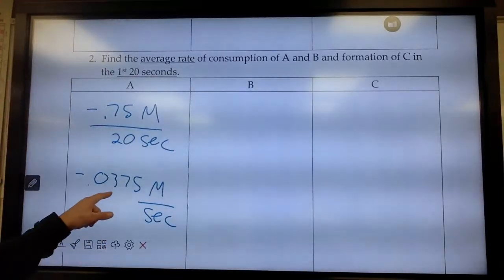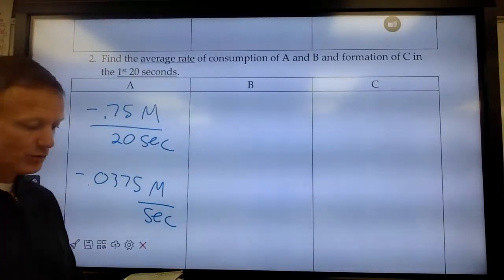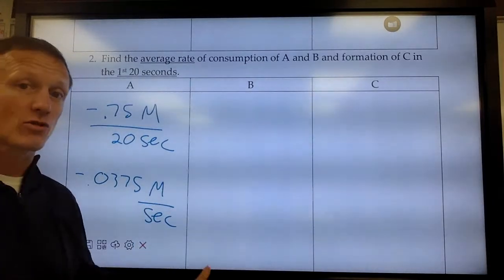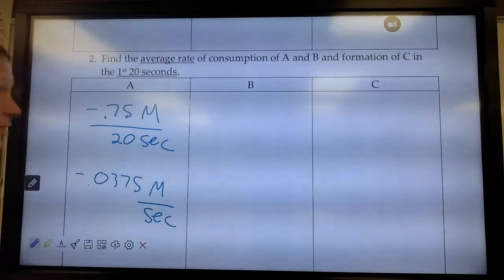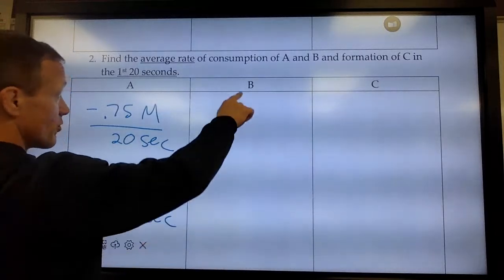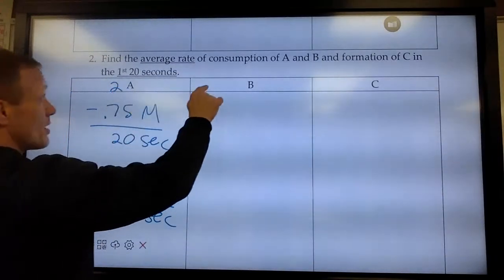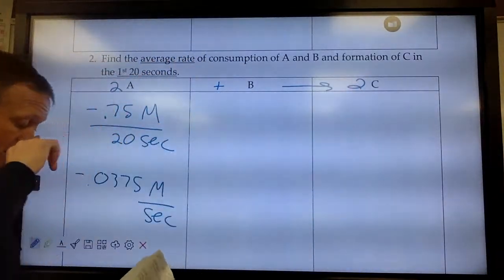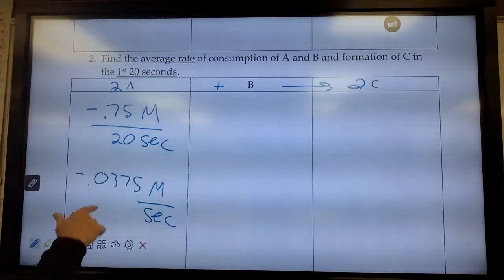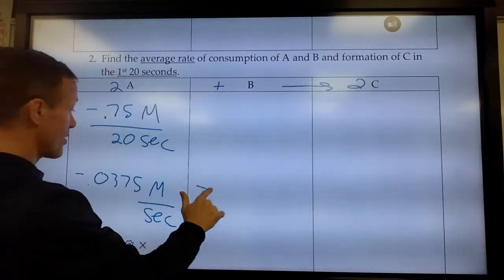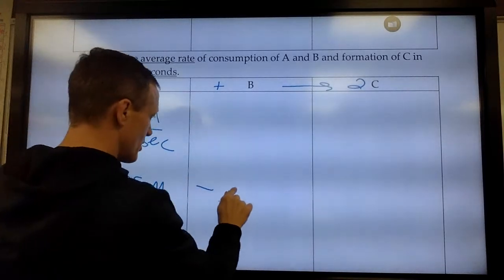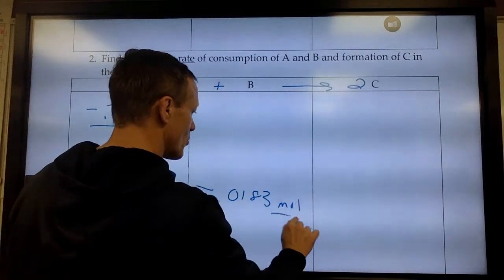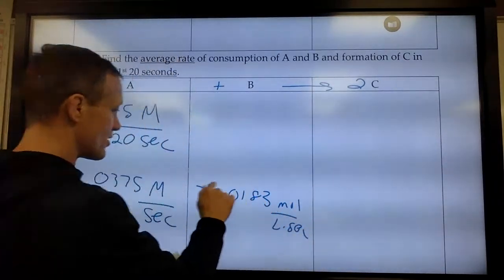Notice that is not the same rate that we had in the first 10 seconds. The rate we had in the first 10 seconds was 0.05. This is a little bit slower. Again, the reaction tends to slow down as we go. Since the reaction was 2A plus 1B makes 2C, we could figure out the others by dividing this in half. B is going down by half that, so 0.0183 moles per liter per second. Again, negative because it's decreasing.